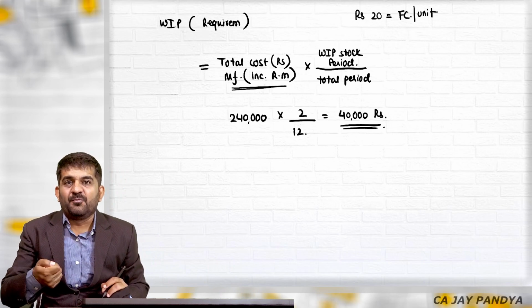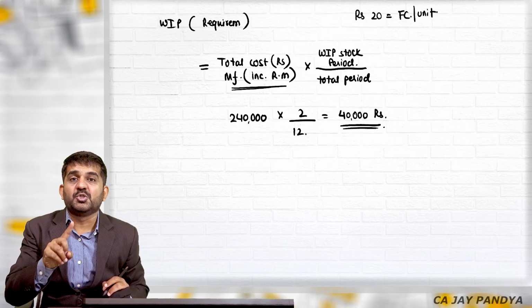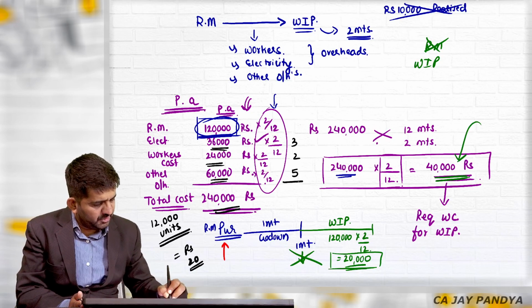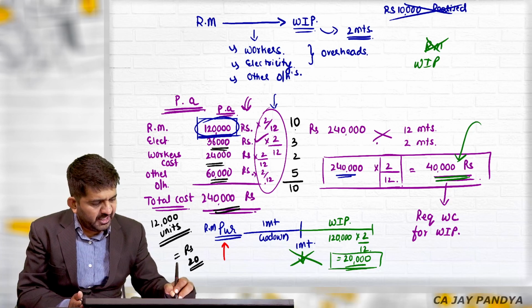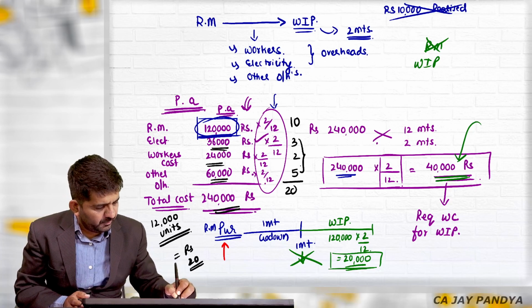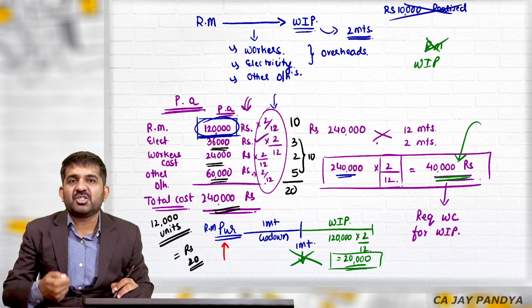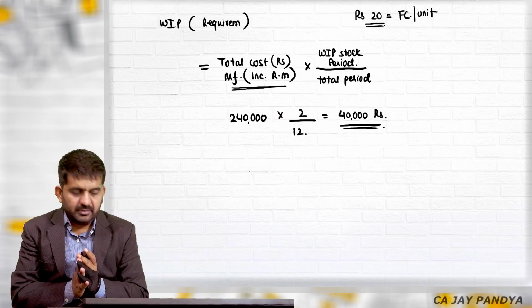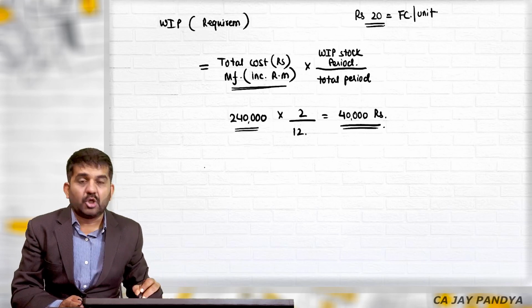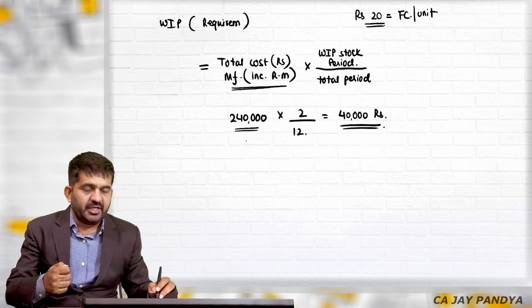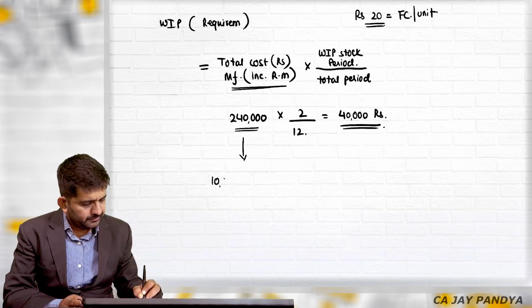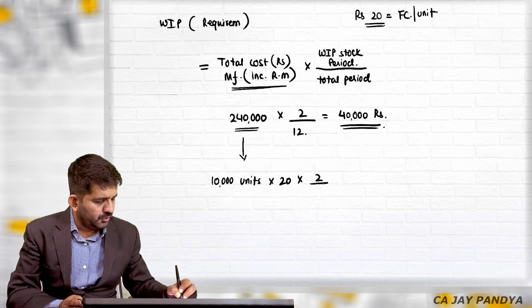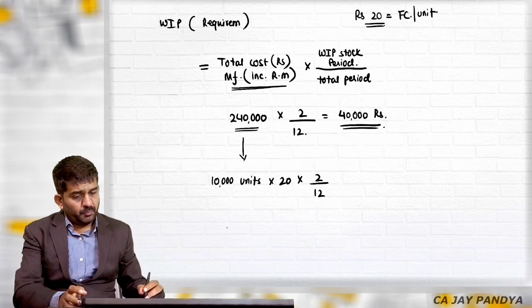For 1 unit to manufacture, 10 rupees is raw material. The other 10 rupees will be incurred per unit. You can find out, this is 3 rupees, this is 2 rupees, and this is 5 rupees. So the other 10 rupees, and this was originally 10, so 10 plus 10 totally will be 20. So to manufacture your product, your total cost is 20 rupees, and so 20 rupees is nothing but the factory cost per unit. Right. So how can we find this? It is also 12,000 units into 20 multiplied by 2 divided by 12. So we can also do this.